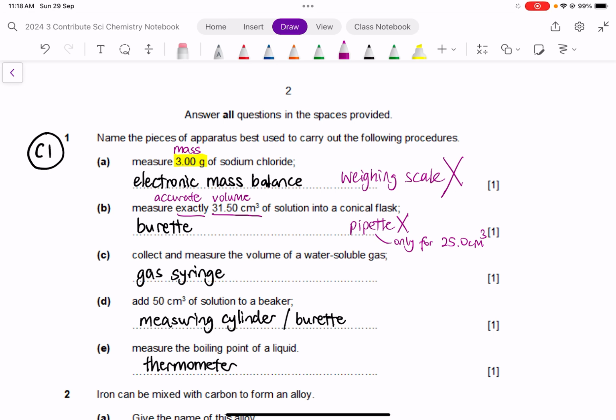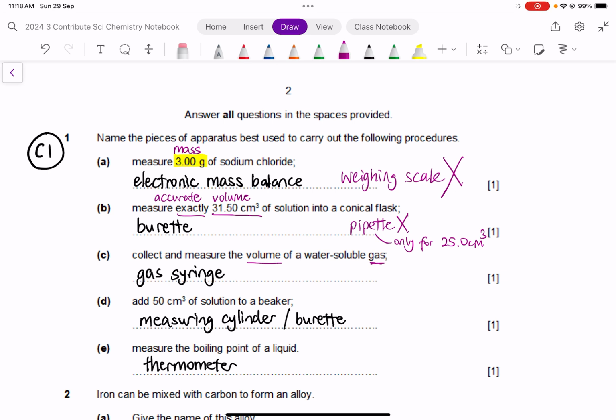For 1C, you are asked to collect and measure the volume of a gas. If you are collecting and measuring the volume of a gas, we will be looking at the gas syringe. So gas syringe is useful for experiments whereby you need to collect and also to measure the volume of a gas at the same time.